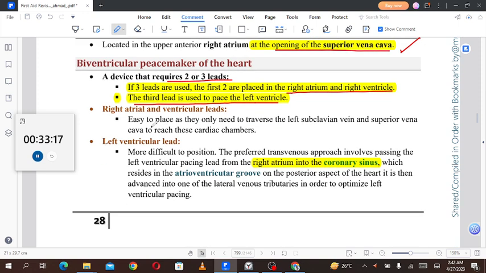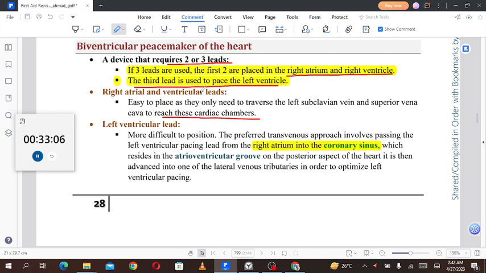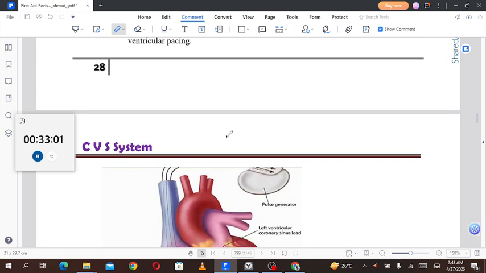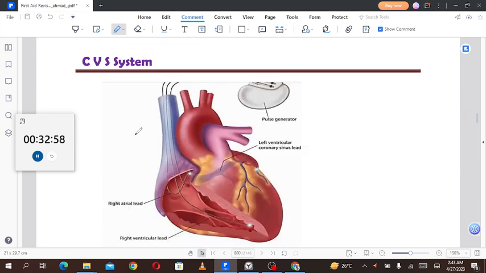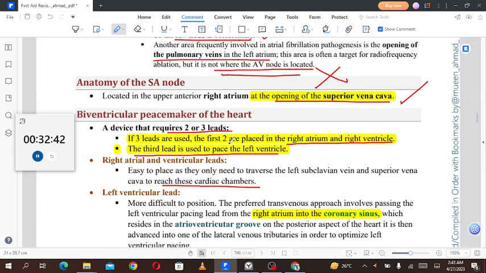The right atrial and ventricular leads are easy to place, as they only need to traverse the left subclavian vein and superior vena cava to reach these chambers. For the right-sided leads, atrial and ventricular, we only need to puncture the subclavian vein in the upper limb, and then we push the leads inside the vein, and ultimately they reach the superior vena cava, and from the superior vena cava into the right atrium and the right ventricle. But it is difficult to put the leads in the left ventricle.